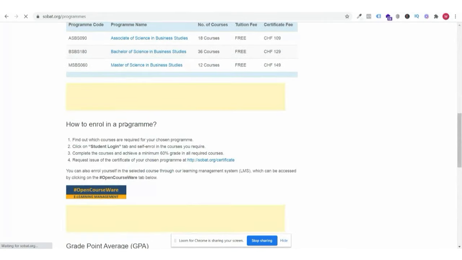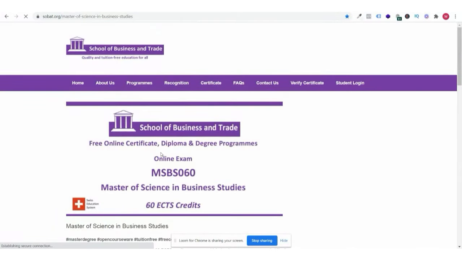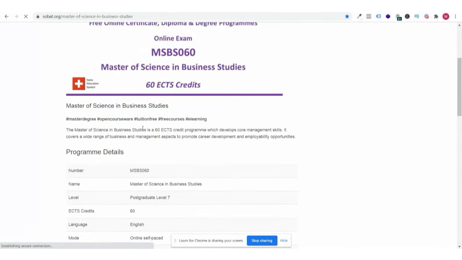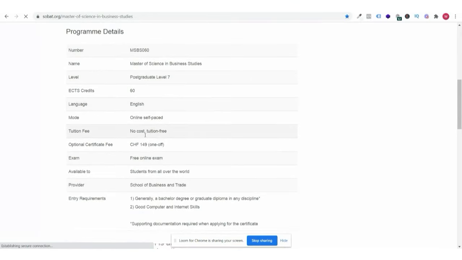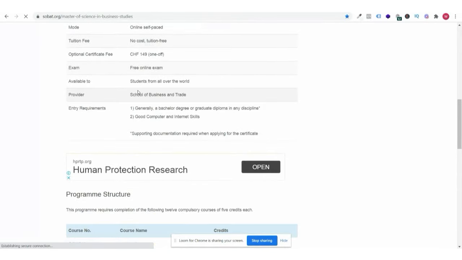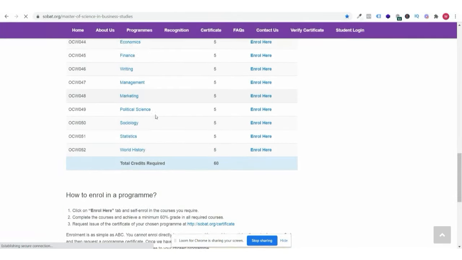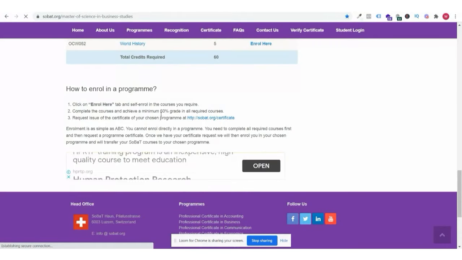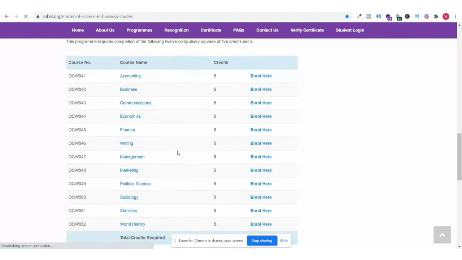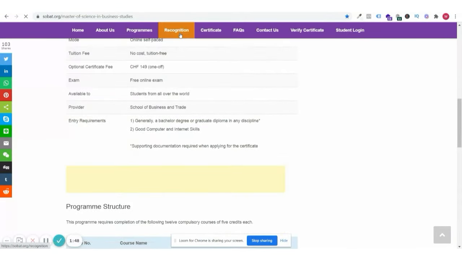So let's take a look at the Master of Science in Business Studies. Here's the Master of Science in Business Studies, about 60 credits. And it's a postgraduate, level 7. All you require is a bachelor's degree and also good computer skills. You need about 60 total credits for this course.